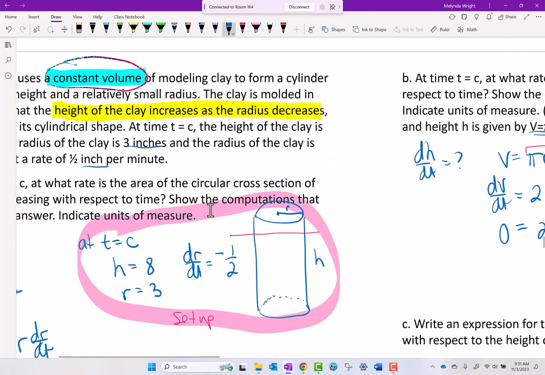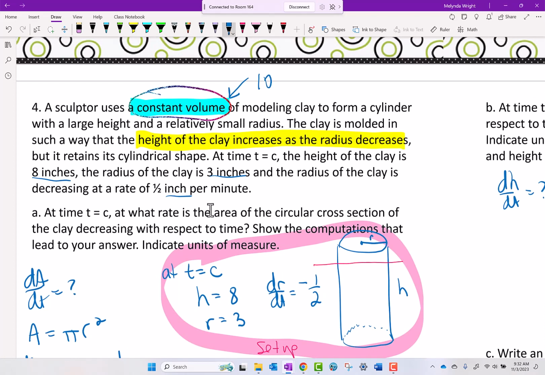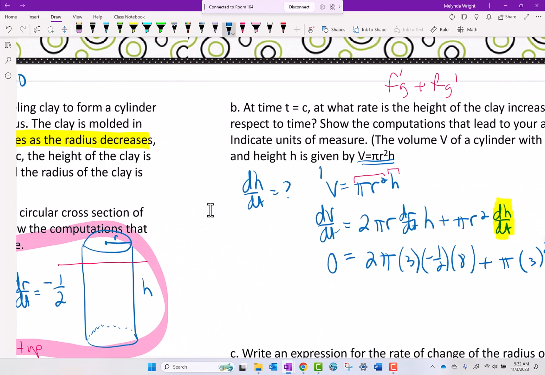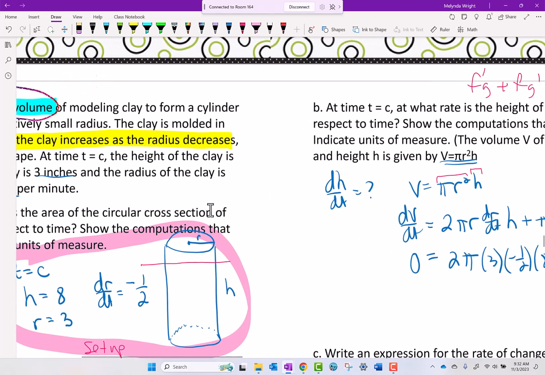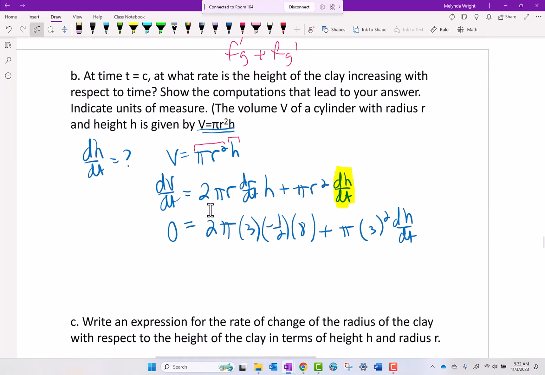So that goes back to this right here. If the volume is constant, that means it's a number. They're not telling us what the number is, but we could pretend, let's say the volume is 100. So that means that here I would have had 100, and I take the derivative of 100 and I get 0. Does that make sense? Great. So after we do all of our arithmetic, we get dH dt equals 8/3.